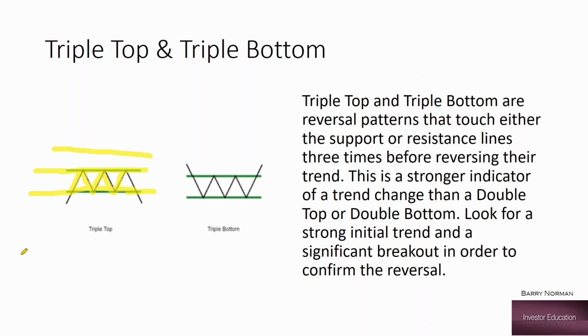So you have to look for them, but look for a strong initial trend and a significant breakout in order to confirm a reversal. So again, when it breaks this support line, it's going to have the momentum in that direction. And this will confirm a reversal. If it bounces back up and breaks out upward, that's a continuation pattern, and it's going to continue in its uptrend. So you have to determine whether it's a breakout or a reversal.